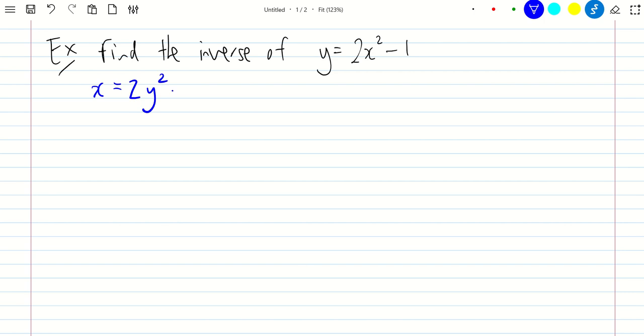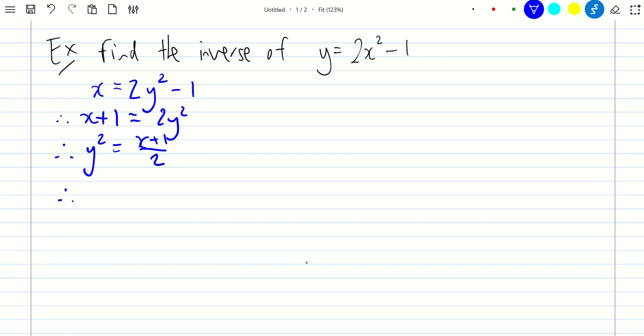So x equals 2y squared minus 1. I've just swapped over the x and the y here. Now what I need to do is solve this for y. I'll bring that negative 1 over to this side, so x plus 1 equals 2y squared. I'll take that 2 across. I'll also swap sides, because I like y being on the left, as most people do. I'm just dividing by 2, so that's y squared equals x plus 1 over 2.